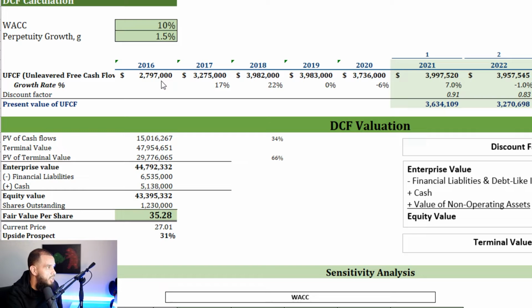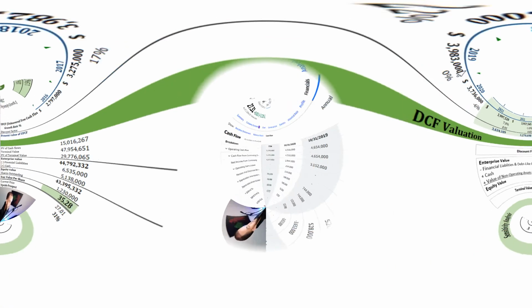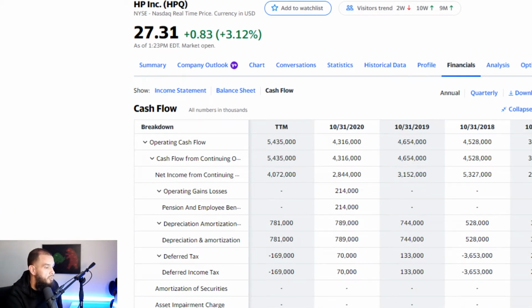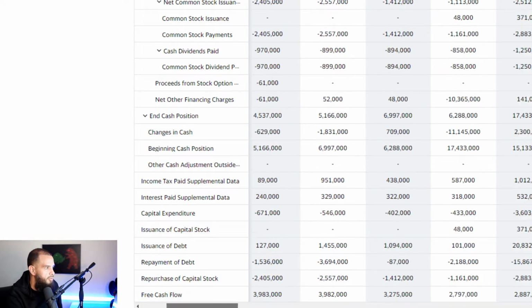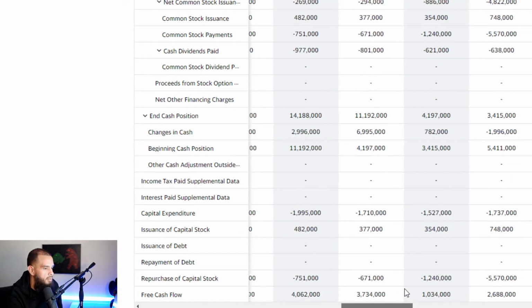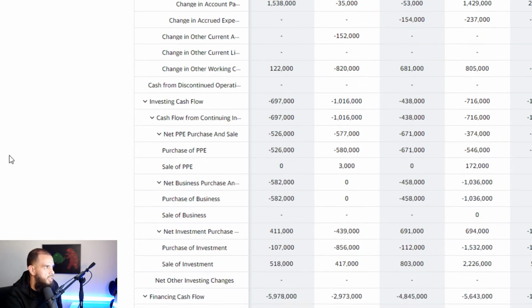So after that, we have here the free cash flow. Free cash flow can easily be found on Yahoo Finance. If you go on Yahoo Finance and you go under cash flow, you just scroll all the way to the bottom, and there's a section here for free cash flow. And that goes back all the way to 1989.